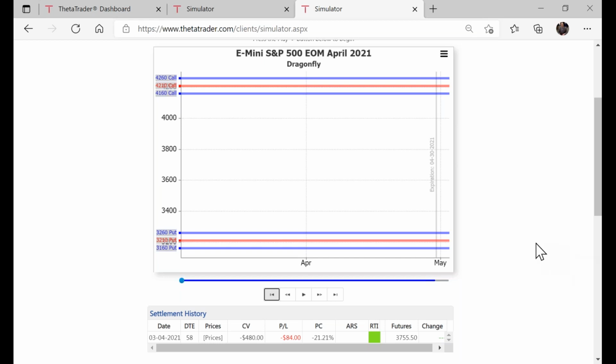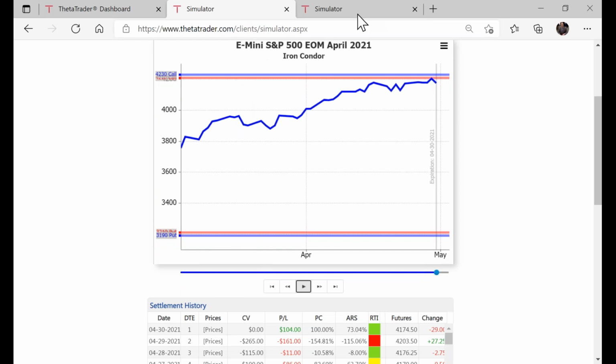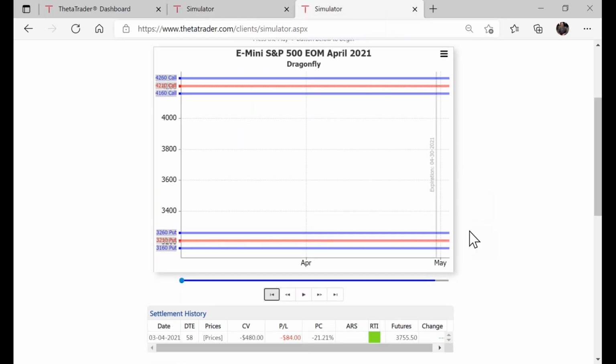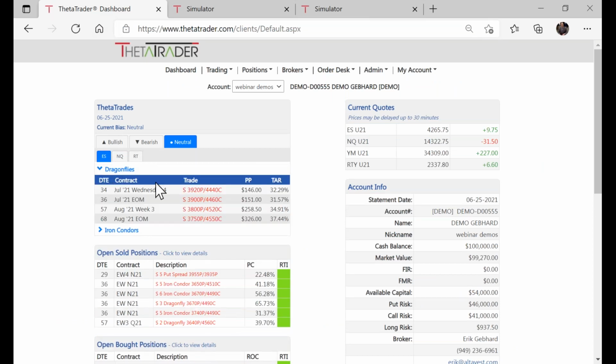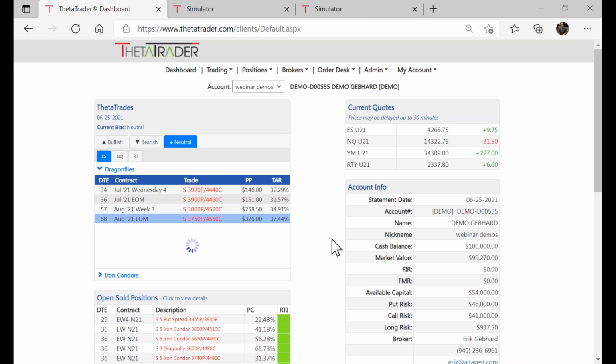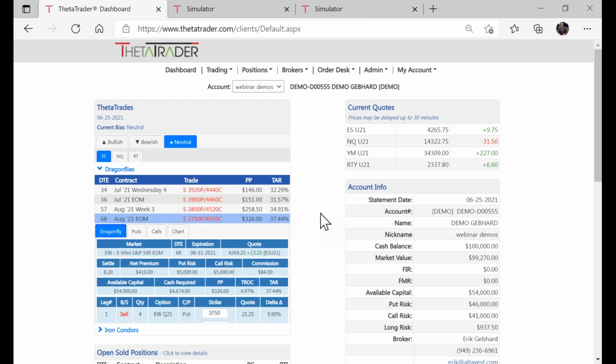Now the Dragonfly has a different trade structure. And here is the same date, March 4. So instead of placing a Condor on March 4, what if you would have placed the Dragonfly that Theta Trader generated for the same expiration? Before I run through that, let's look at the structure of a Dragonfly. We'll look at the end of month August trade.